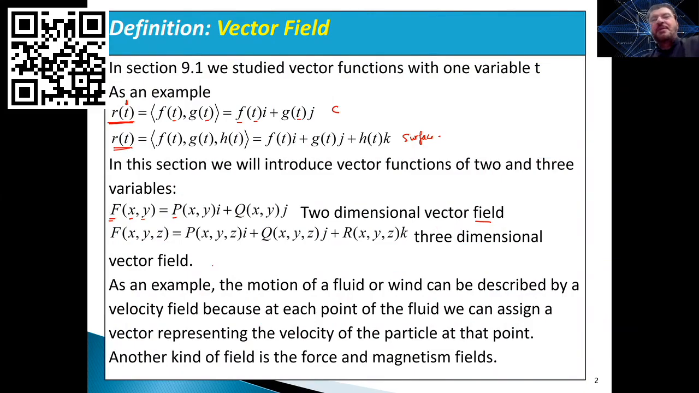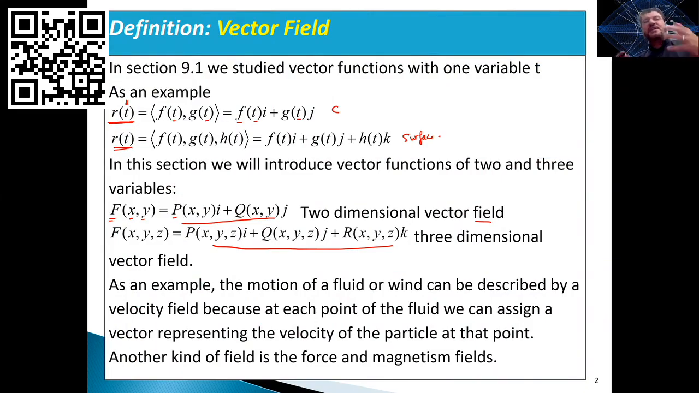And this is also a three-dimensional vector field in three-dimensional space. So if I change t with x, y, and z, I'm going to have P of x, y, z, i, Q, j, and R, k. This is again a field in three-dimensional space. This is a field in two-dimensional space.